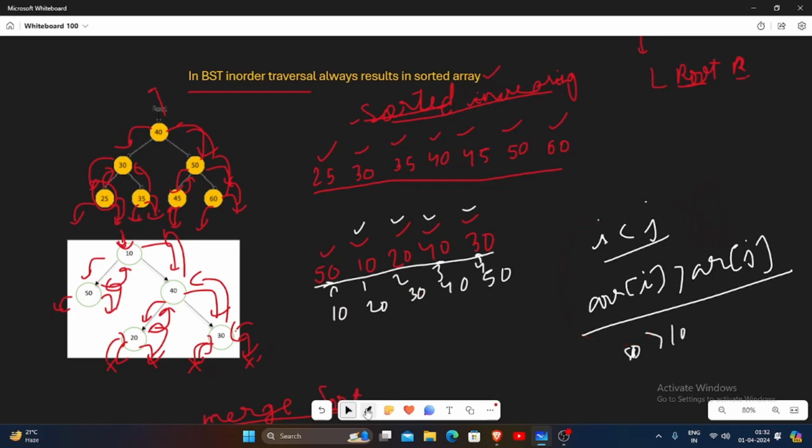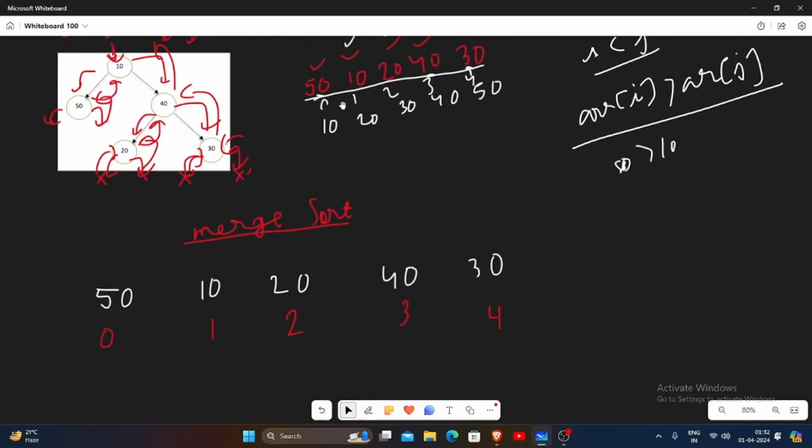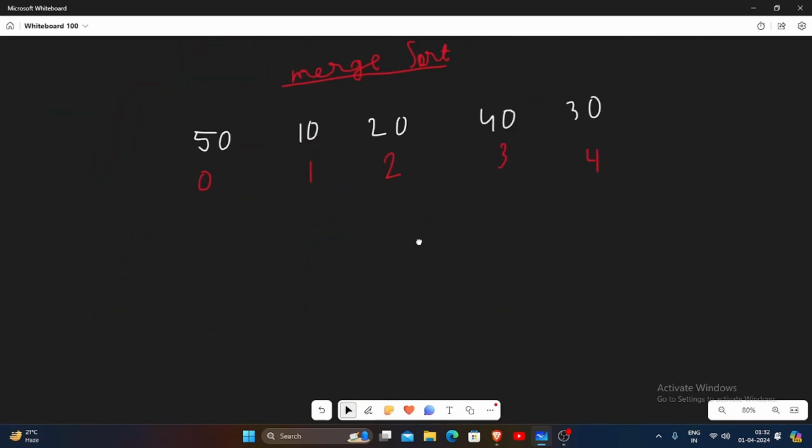So basically with merge sort we are sorting the array only. So while we sort the array, we will count the inversions. We will also count the inversions. So let's see now merge sort. So this is the actual array: 50, 10, 20, 40, 30. This is what we are getting.